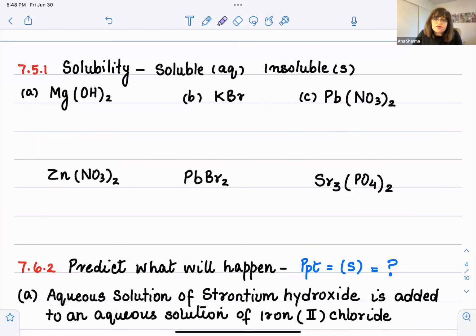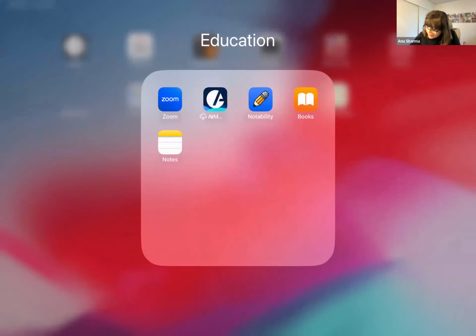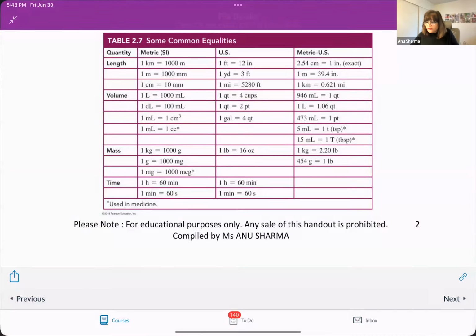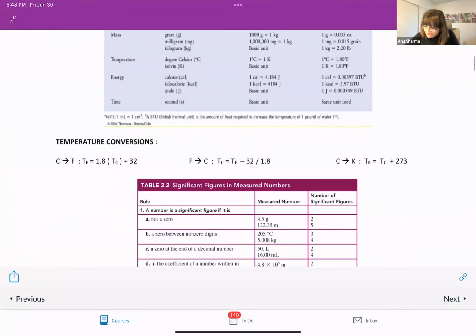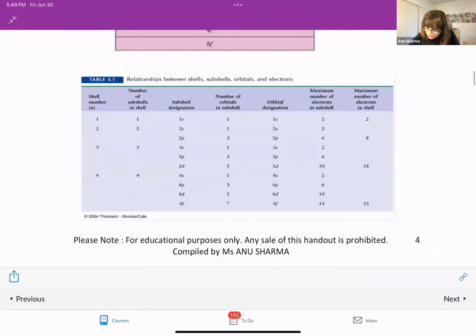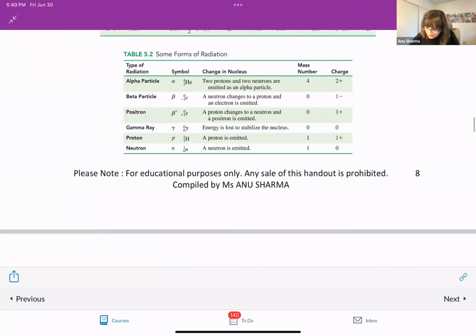Now this relates to the solubility rules. You guys have in your handout, I have given you the solubility rules. These solubility rules are present here.